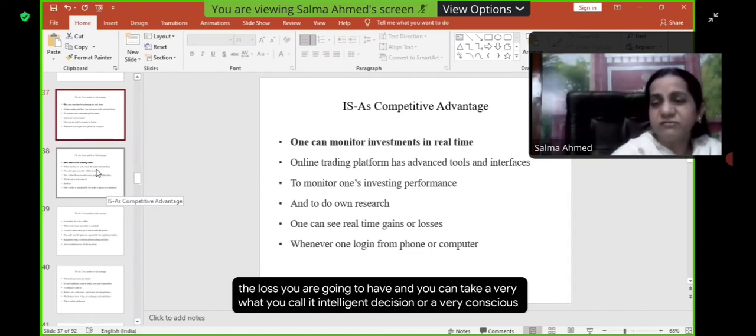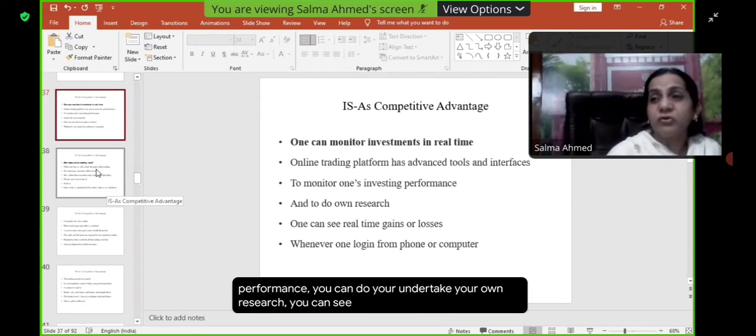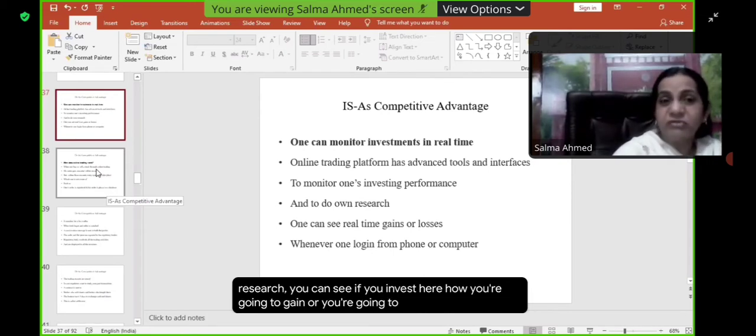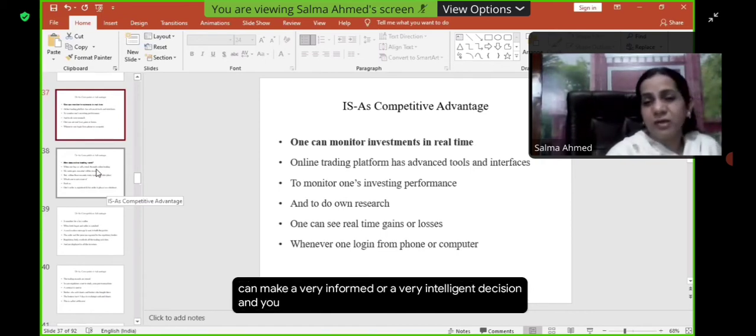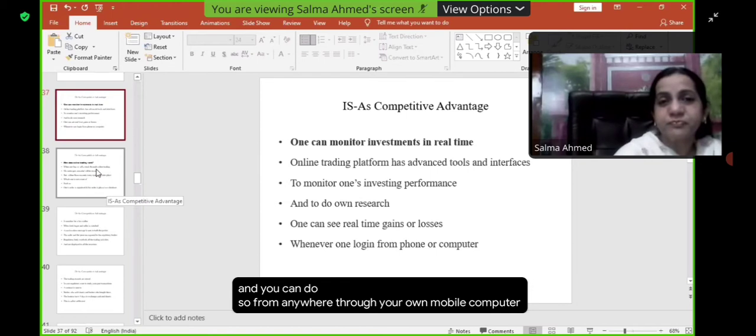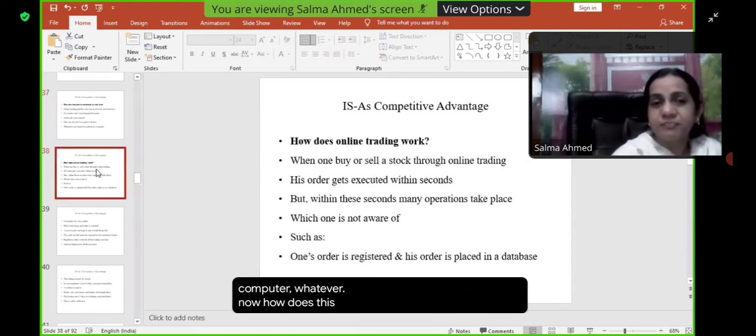So one can monitor investment in real time on an online trading platform, because it has advanced tools and interfaces to monitor your performance. You can undertake your own research. You can see if you invest here how you're going to gain or lose, and therefore you can make a very informed, intelligent decision, and you can do so from anywhere through your mobile or computer. Now, how does this online trading system work?